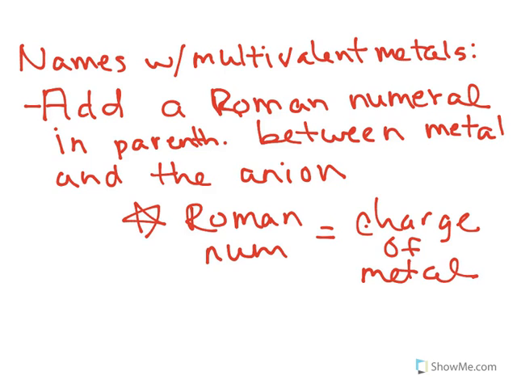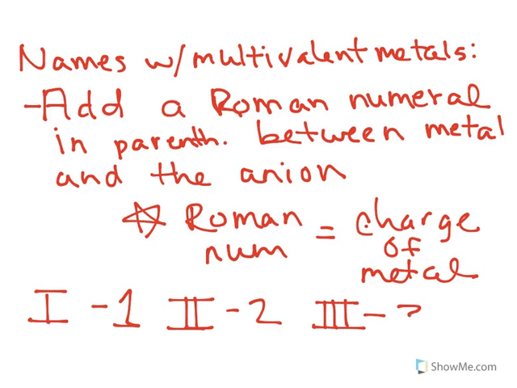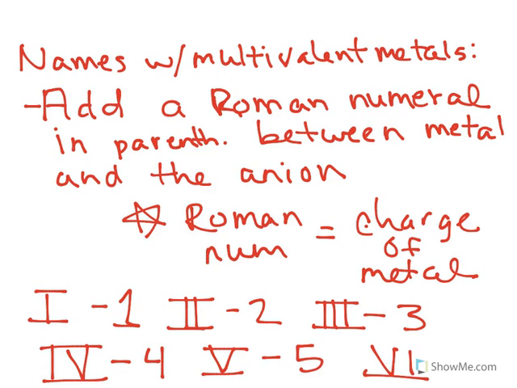Okay, Miss Crane, that's awesome, except if the metal has more than one charge, how are we supposed to know what the Roman numeral is? I'm getting there. First of all, let's make a list of all the Roman numerals. I is 1, II is 2, III is 3, IV is 4, V is 5. I think the only other one you'll need, VI, is 6. So those are your Roman numerals. Make sure you have them. You're going to need them.